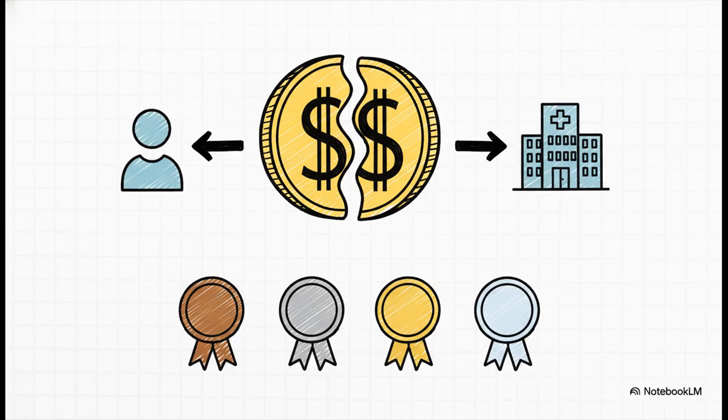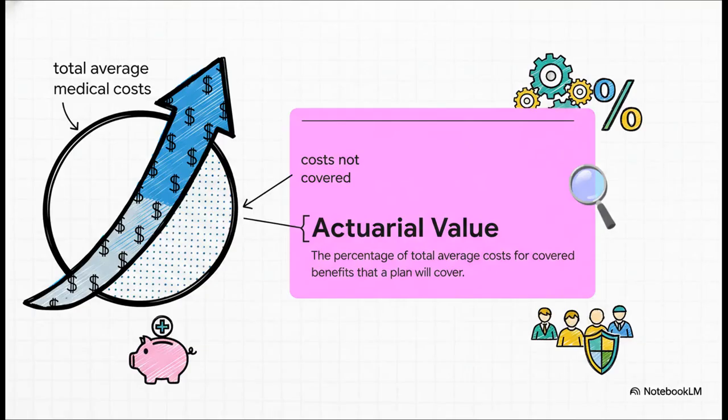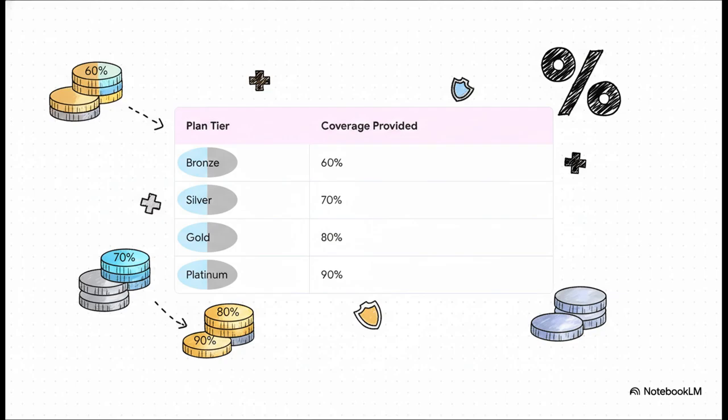Aha! Remember our question from the beginning? This is where those medals finally come into play. To make it way easier to compare plans, they're all grouped into 4 tiers: bronze, silver, gold, and platinum. You can just think of them as a simple shorthand for how you and your insurance company will split the medical bills. Now, the official, kind of technical term for this is actuarial value. I know, it sounds super complicated, but it's really not. All it means is the percentage of average medical costs that a plan is expected to cover for everybody on that plan.